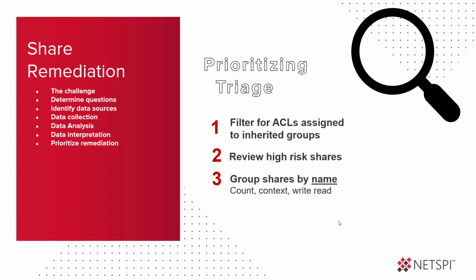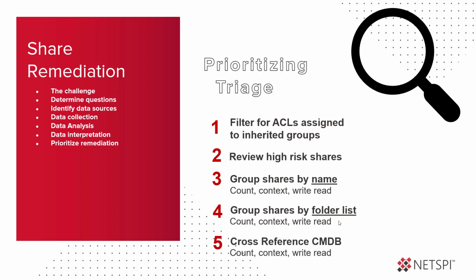Next, group by name, right? These are the things that are going to help you understand which shares are most likely associated with a specific application. And then as a backup to that, like we talked about, you can do file list hashing to understand which shares have the exact same contents, right? Once again, those groupings could reflect a shared process or application, etc. And then lastly, also if you do have it, try to cross-reference your configuration management database, right? Try to get those asset owners tied to that set of data.